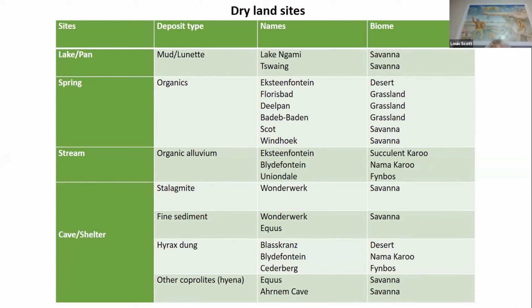And there, one of those is the Hyrax dung deposits. These are excellent things, and I'm not going to talk too much about them, but they are actually very good in these dry areas. I'm just going to stick more to some of the other types of sediment in caves, like stalagmites and so on, and also coprolites and the fine cave fills.